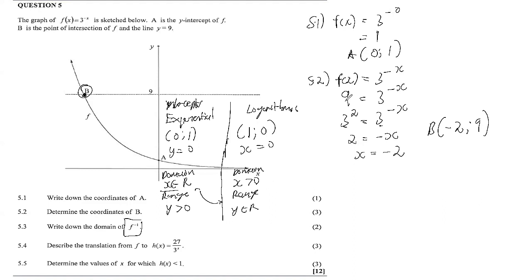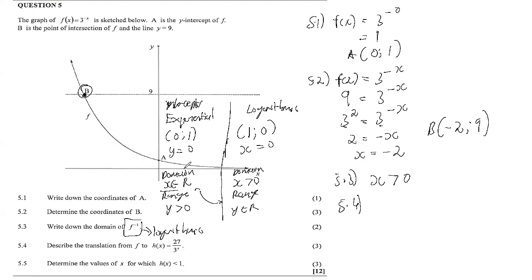So note that. All we had to do for 5.3 was to say that the inverse they're talking about is the logarithmic graph. So what is the domain for the logarithmic graph? That's x greater than 0. So please note this somewhere in your book. It will come in handy.